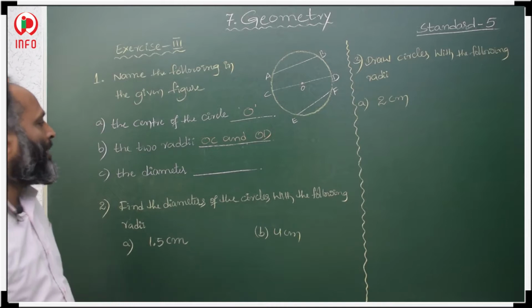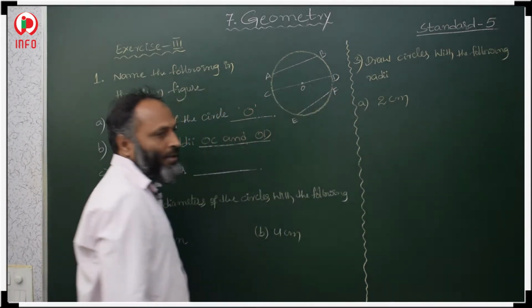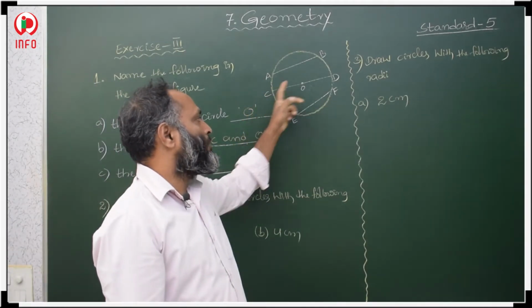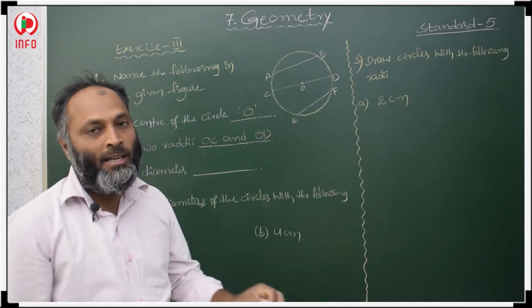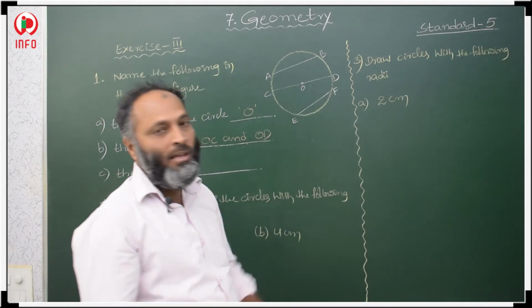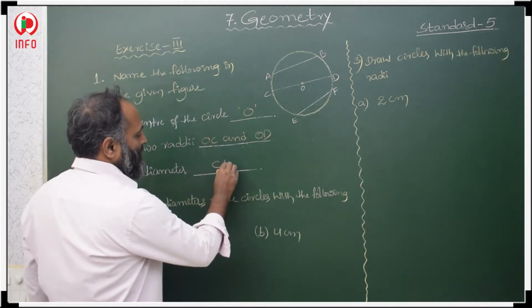Next, the diameter. This is the longest chord. The longest chord is a diameter. So, what does diameter mean? Diameter is a line segment joining 2 points on the circle, and that line segment should pass through the center of the circle. It means CD is the diameter. CD is the diameter of the circle.